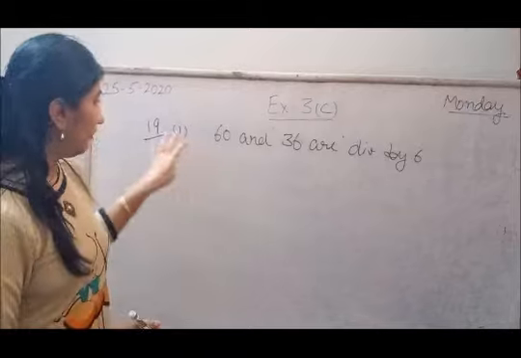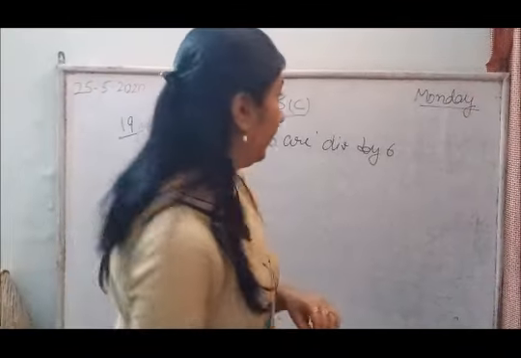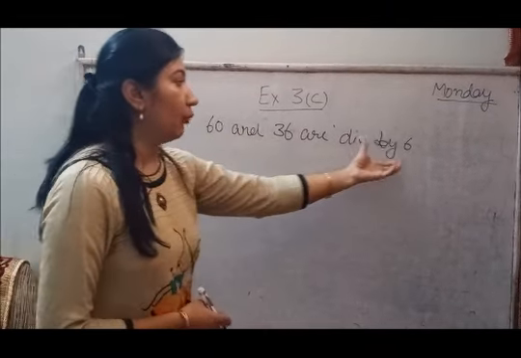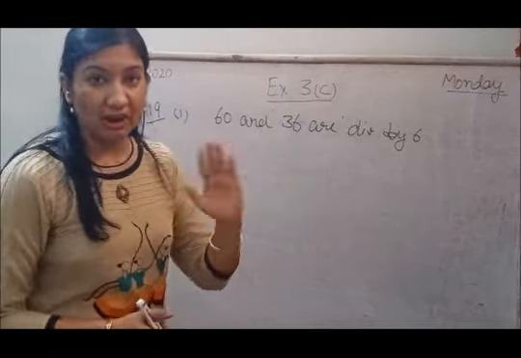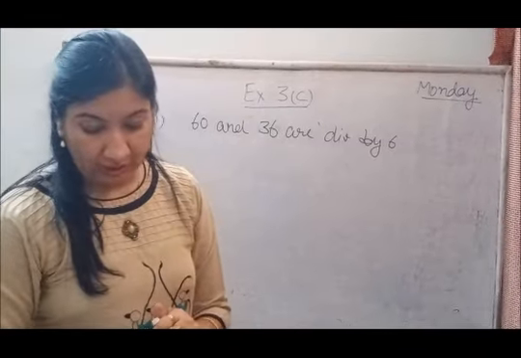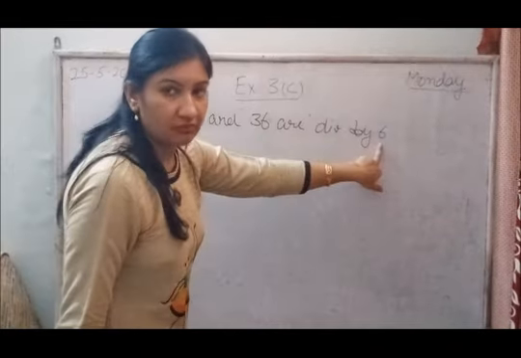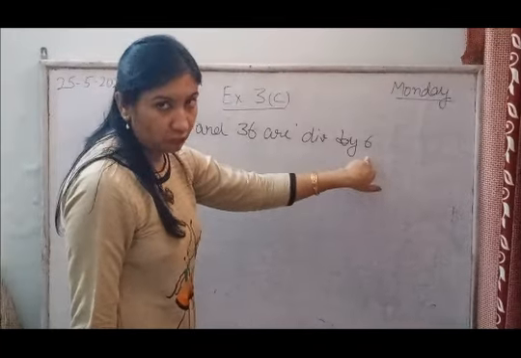In question number 19, they have asked in the statement: two numbers are divisible by another given number. What is given? 60 and 36 are both divisible by 6. This is given to you in the first part. What do you have to tell? You have to show that the sum of these two numbers is also divisible by 6 and the difference of these two numbers is also divisible by 6. You have to show this.